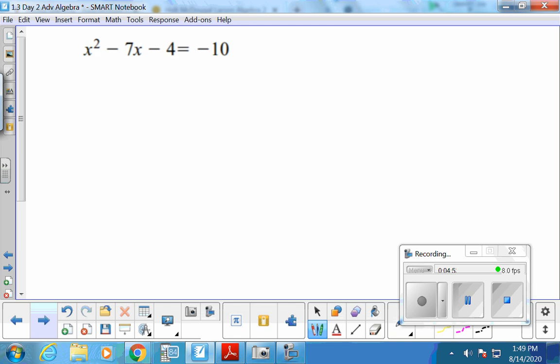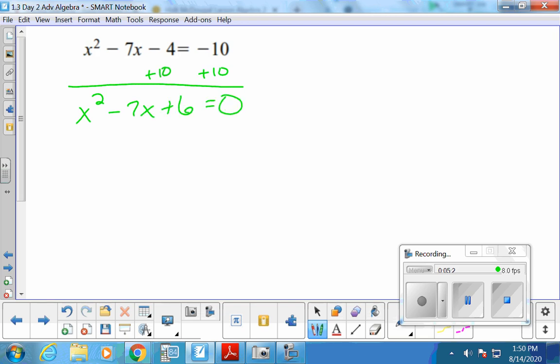All right, so remember, before we use our strategy of factoring to solve and finish using the zero product property, you have to get everything on one side of your equation. So this negative 10 is pesky right now. We don't want it there. We don't want to attempt factoring until that negative 10 has been moved. And to move it, we'll add 10 and combine our like terms. So x squared minus 7x plus 6 equals 0.